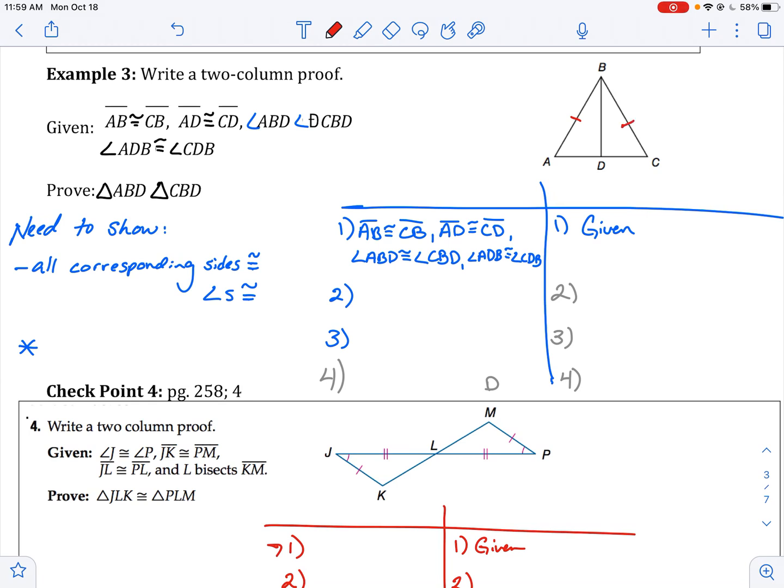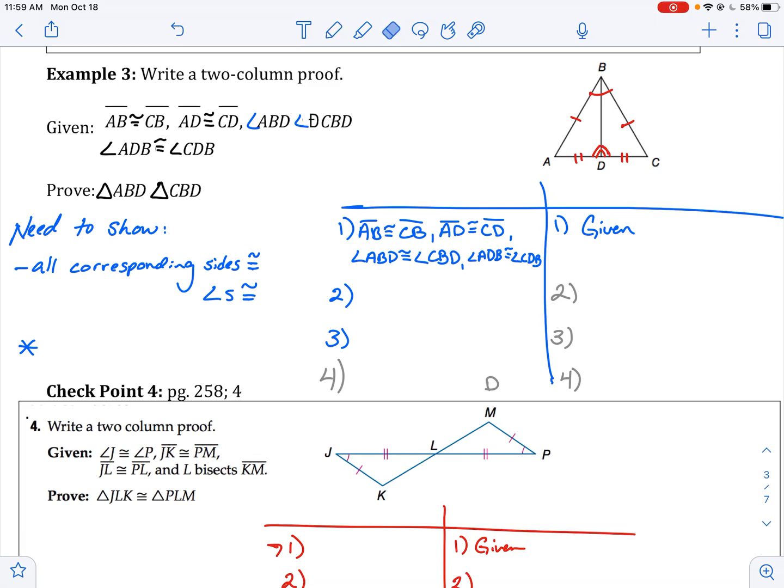AB was congruent to CB. AD was congruent to CD. Angle ABD was congruent to CBD. And ADB was congruent to CDB. So these two were congruent as well.